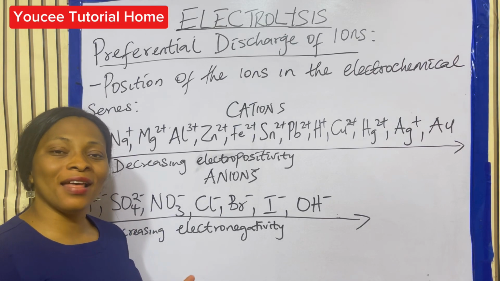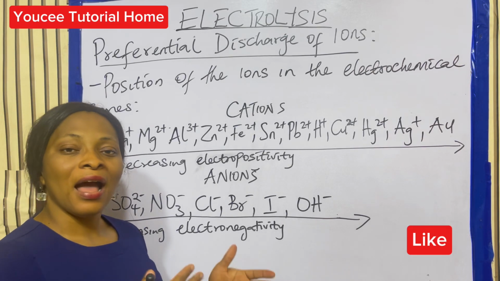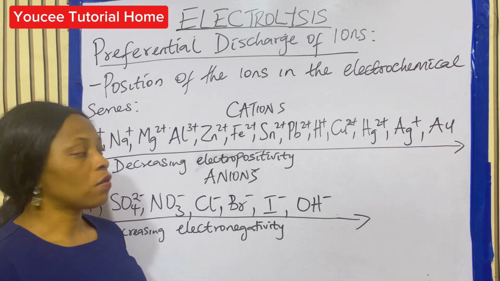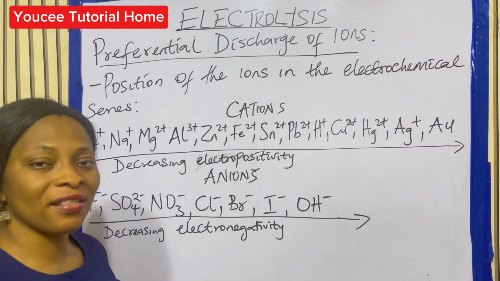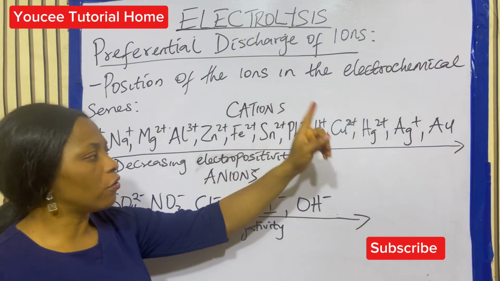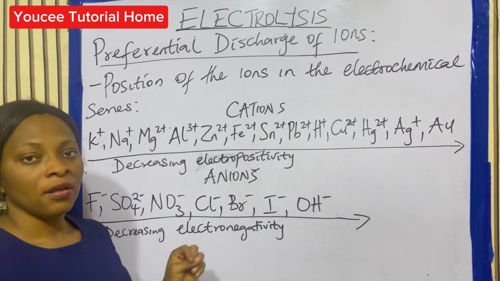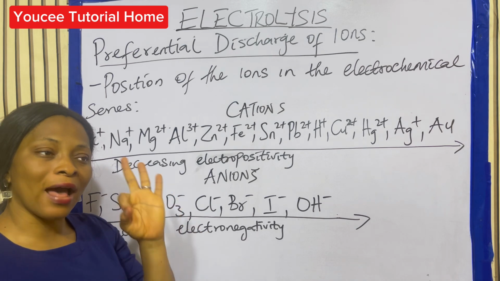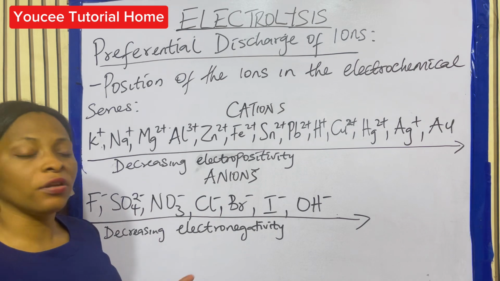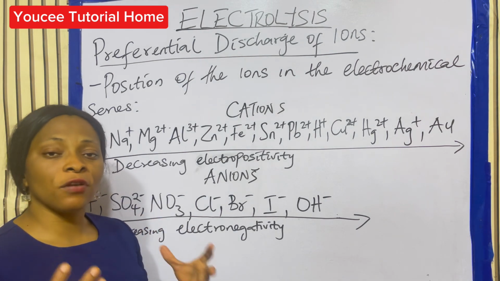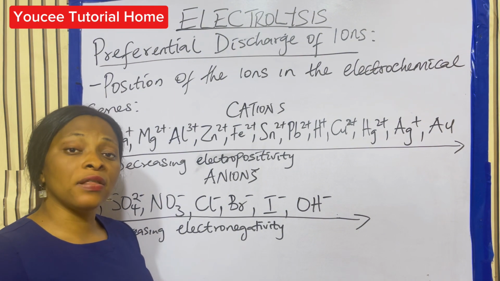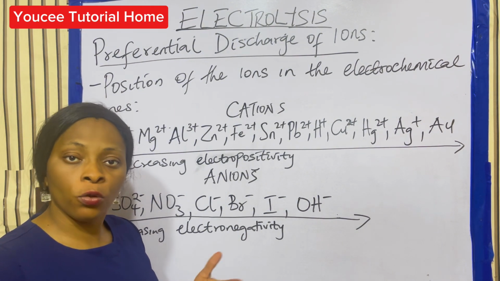Okay, so let's look at the factors that determine how ions are discharged during electrolysis. There are actually three factors. Number one is the position of the ion in the electrochemical series. The ion that you are dealing with, what is its position in the electrochemical series? That will determine whether it's going to be discharged or not.